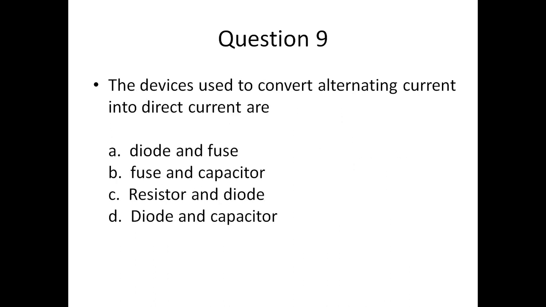Question 9. The devices used to convert alternating current into direct current are A. Diode and fuse, B. Fuse and capacitor, C. Resistor and diode, D. Diode and capacitor.